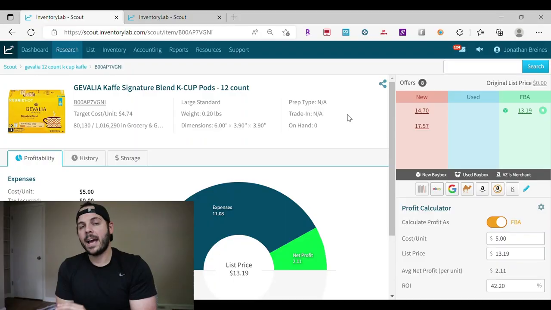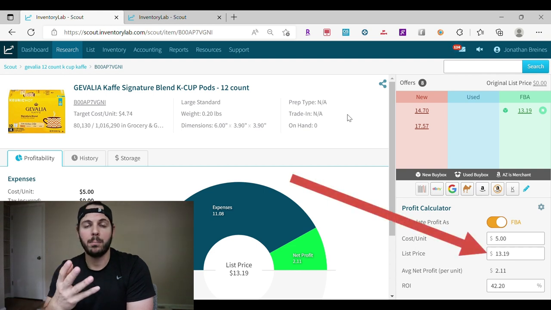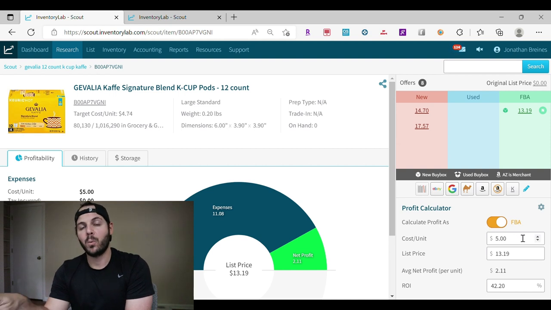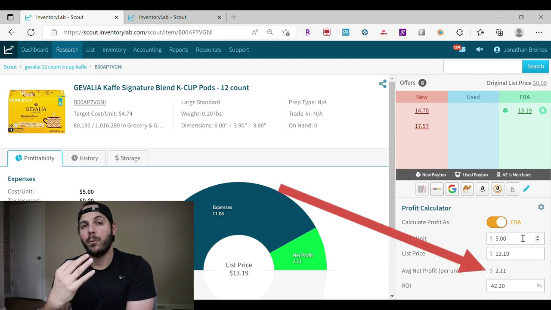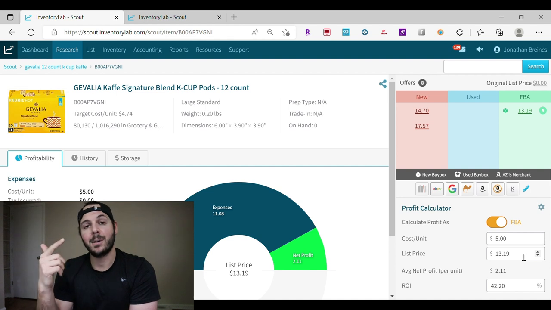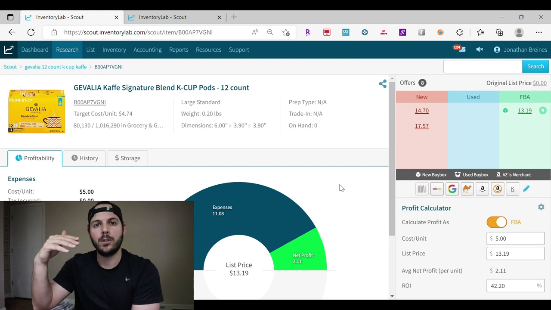The next one, since it's three times the amount of boxes, is gonna cost us three times the cost of $5, so it's gonna cost us $15. And just to keep it apples to apples, what we're gonna do is take that $13.19 list price and multiply that by three, which is $39.57. Now again, profit on this one box is $2.11. If we multiply that by three, that would be $6.33. But because of what I just explained, you're gonna see the profit's actually substantially higher because the Amazon fees go down, or at least don't continue to trend at the same rate as one unit.